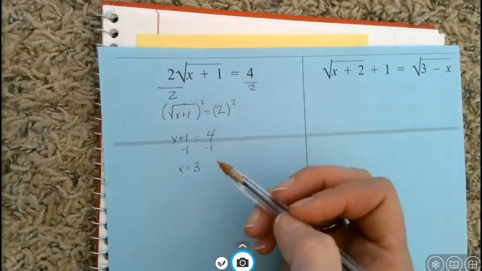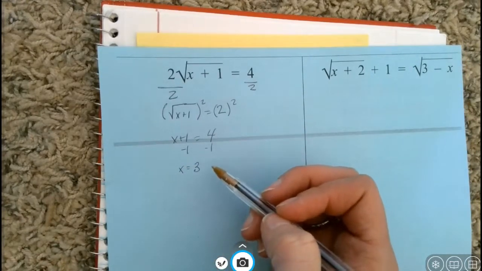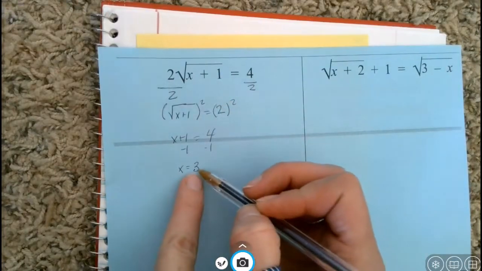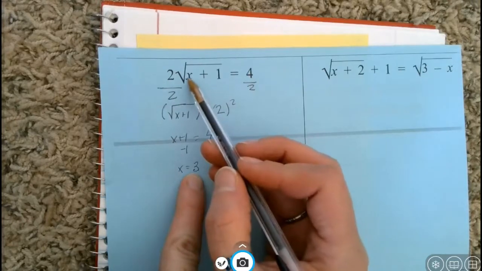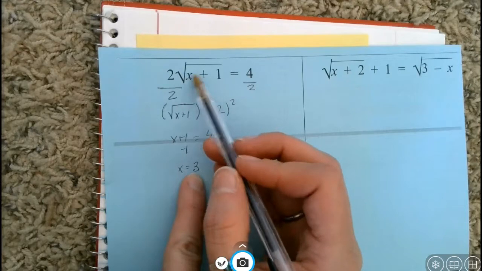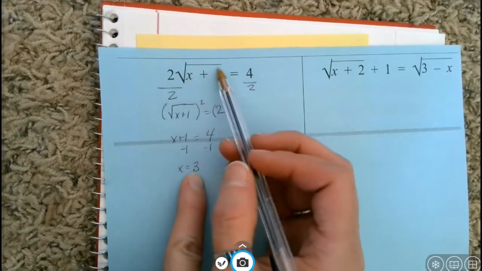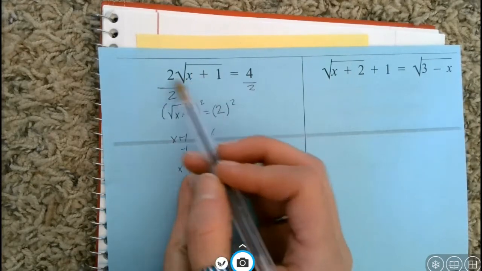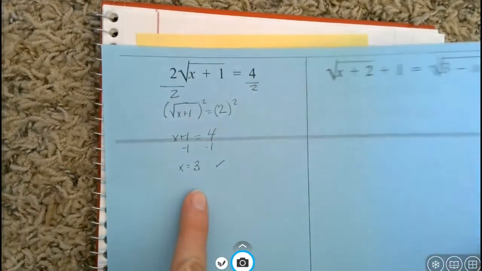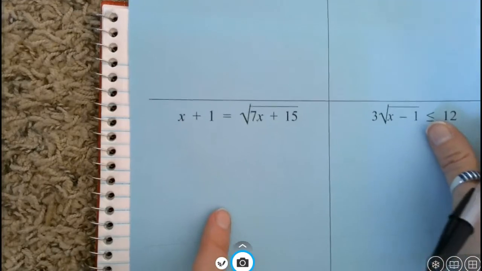The one thing I have to do, and you have to do this when we're dealing with radicals, is actually go back and double check that it works. So here when I plug 3 back in, I end up with 3 plus 1 inside my radical, which gives me 4. I know the square root of 4 is 2. 2 times 2 is 4. So that one works out just fine. Okay, so I know that one works. So now let's look at our next example.